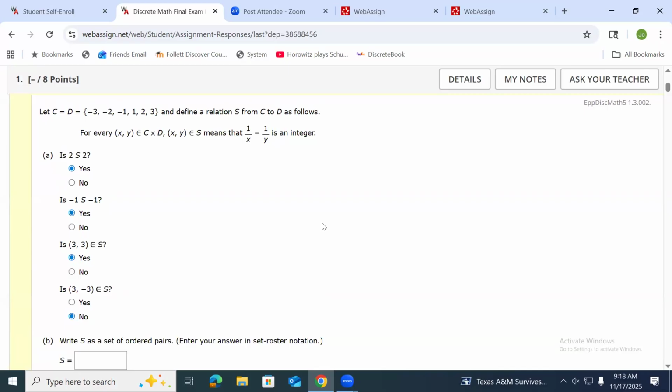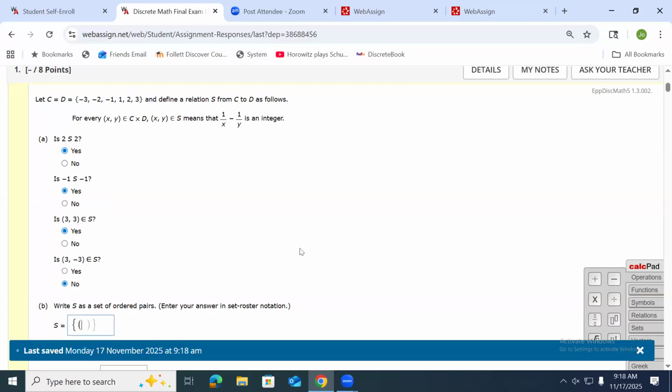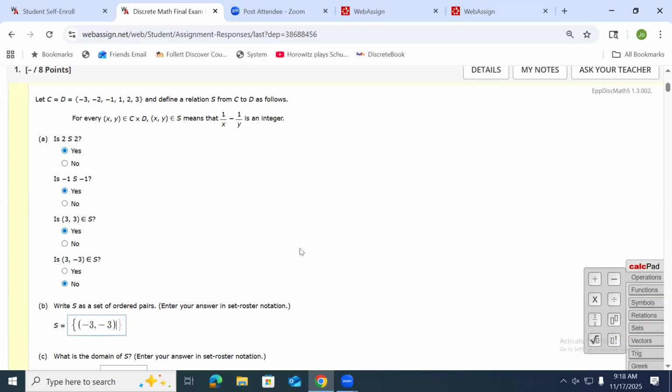So S is a set of ordered pairs. And remember, this is only involving those specific numbers. So it says enter your answer in set roster notation. So what we need is a pair of numbers from -3 to +3, not including 0, such that 1 over x minus 1 over y is an integer. What would the first pair be? How about -3, -3? Remember, we already talked about this before. We decided that this relation is reflexive.